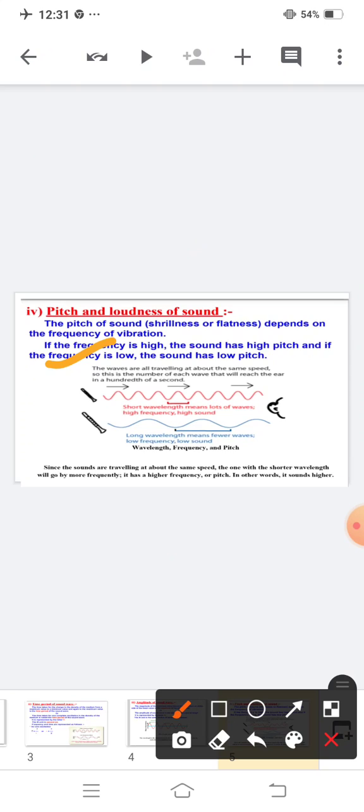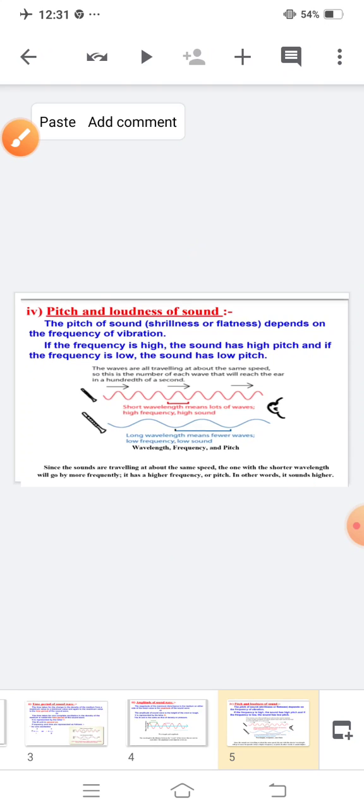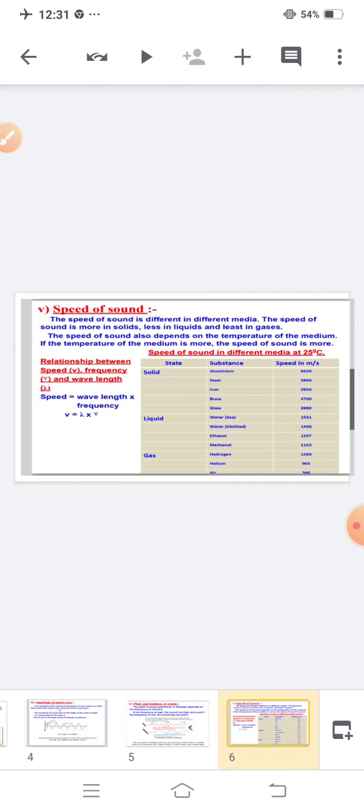Since the sounds are traveling at about the same speed, the shorter wavelength will go by more frequently. It has higher frequency, or a higher pitch. In other words, the sound is higher. Clear? If I am saying that frequency is higher or pitch is high, that means the loudness of the sound is higher.